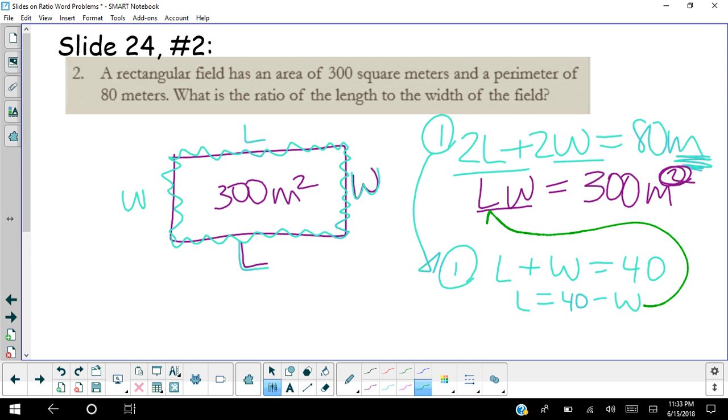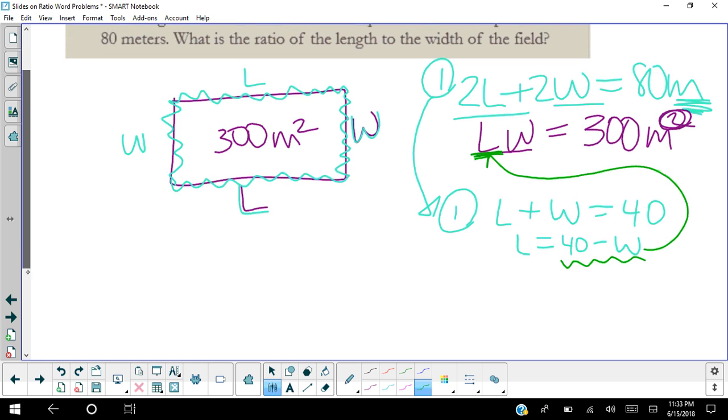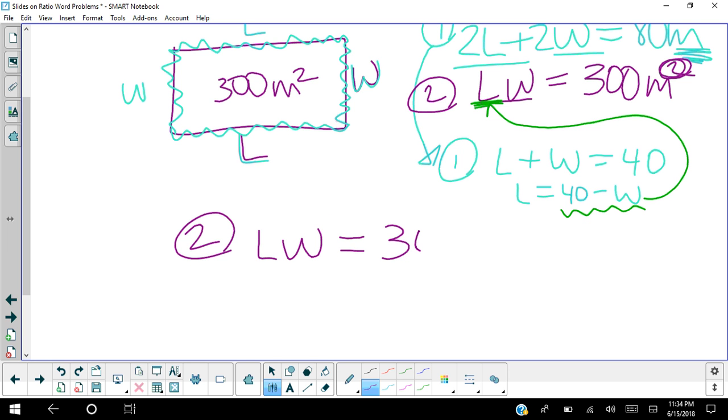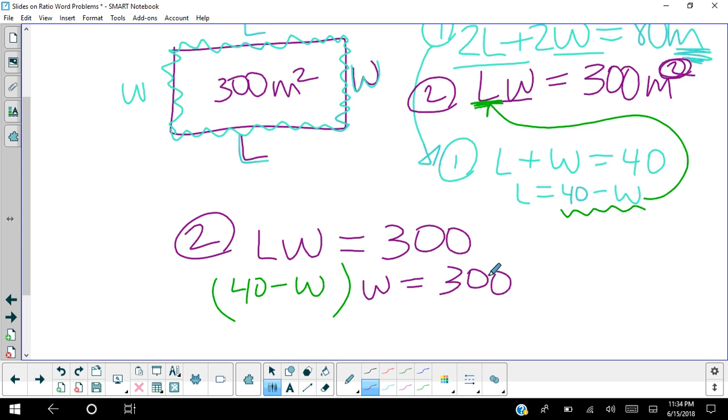Now I'm going to take that and substitute it into this purple equation wherever I see an L. Instead of an L, I'm going to write 40 minus W. So in my second equation, instead of L times W equals 300, again, instead of that L, I'm going to write 40 minus W times W equals 300. Now I have an equation that's in one letter, so I'm able to solve it.